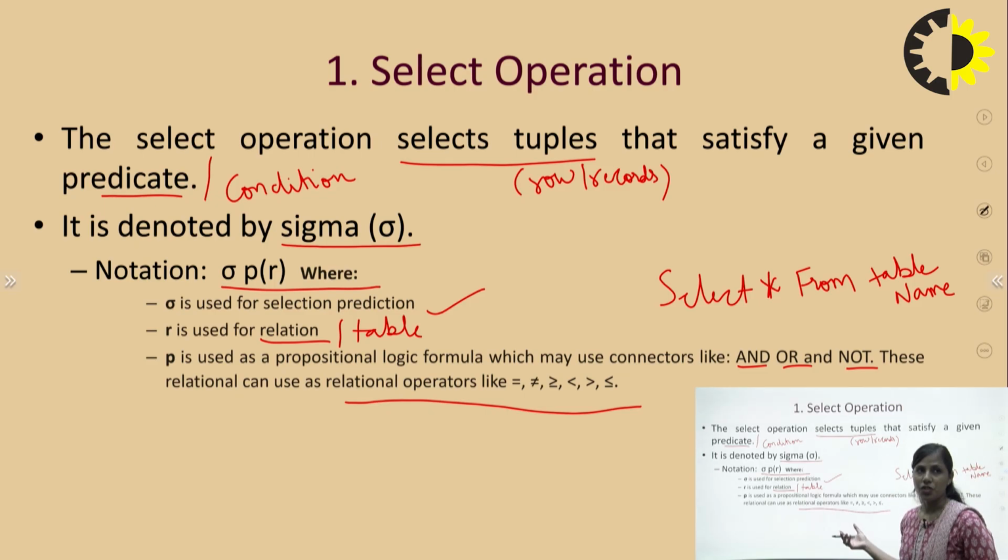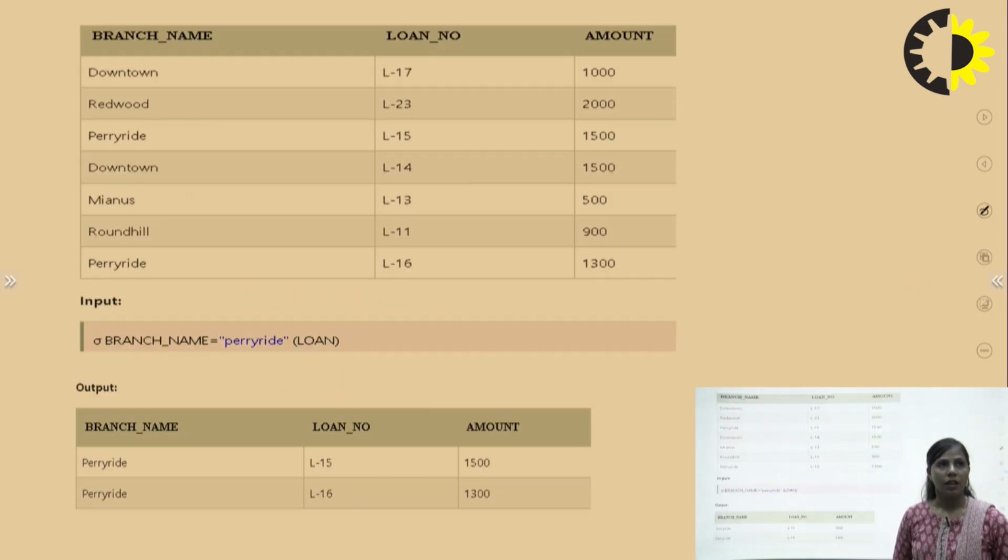This is the denotation for the select operation. A very important thing about relational algebra is the denotations. So this is how we denote the select operation. Let's discuss it by example. This is the following table, and we want to select any particular branch.